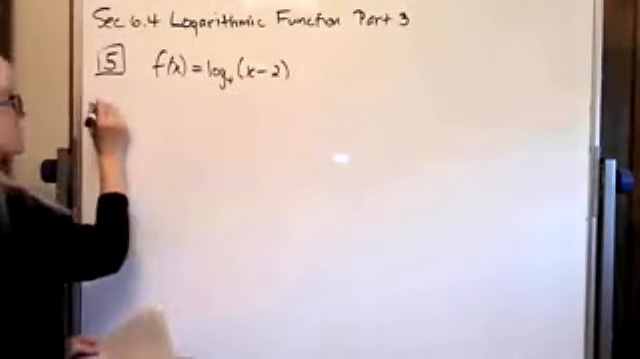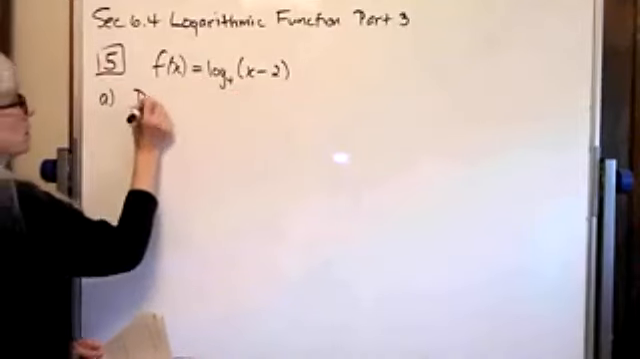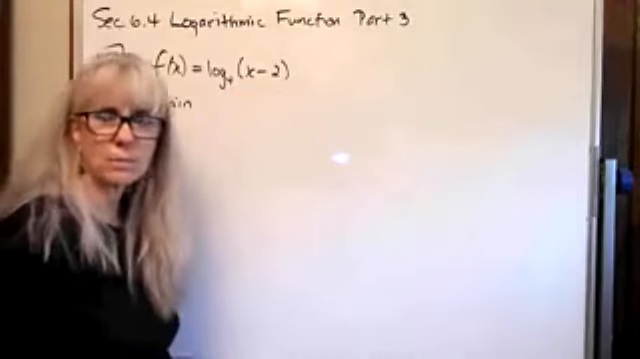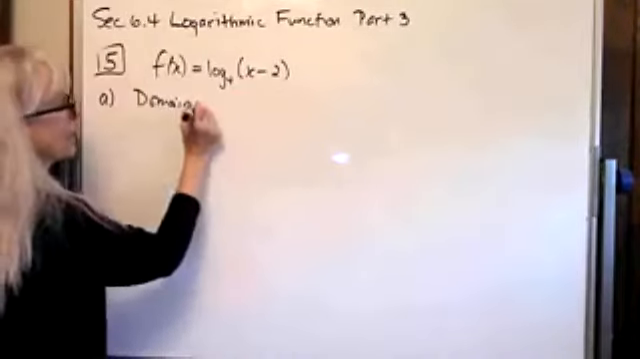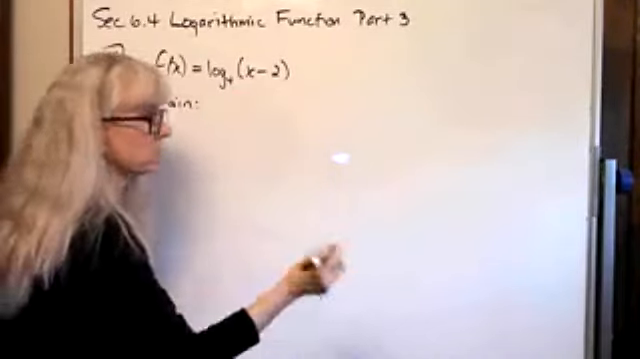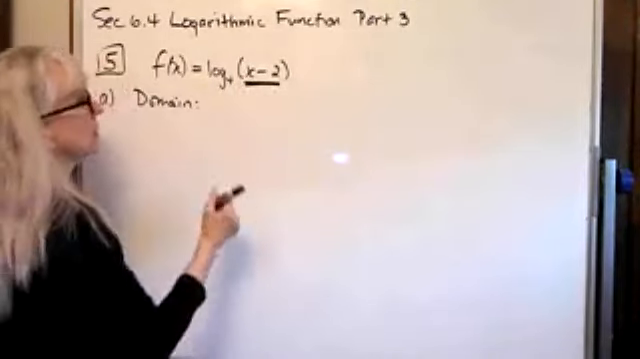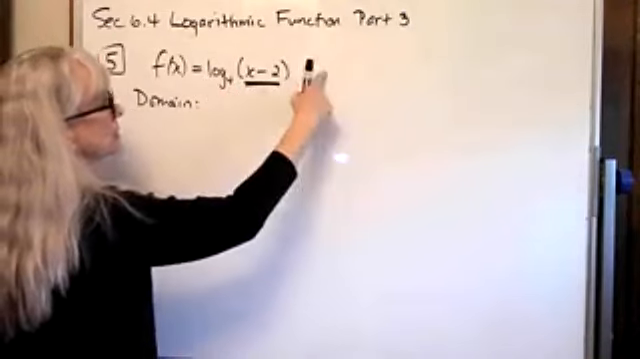So part A asks us to find the domain. Now I haven't graphed it yet, but I can still find the domain without having the picture. What we're going to recognize is because this is a logarithm, this stuff must be positive. So in other words, how do I take 4, raise it to some power, and end up here?